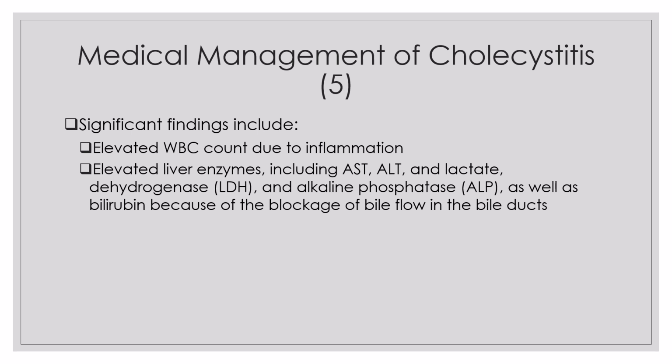Something that we call LDH and ALP, as well as bilirubin, because of the blockage of the bile flow in the bile ducts. So again, those elevated liver enzymes will include AST, ALT, something that we call LDH, and then ALP. All of these are liver enzymes. And then we are also going to be looking at the bilirubin, because if there is a blockage in the bile flow, these liver enzymes will be elevated.